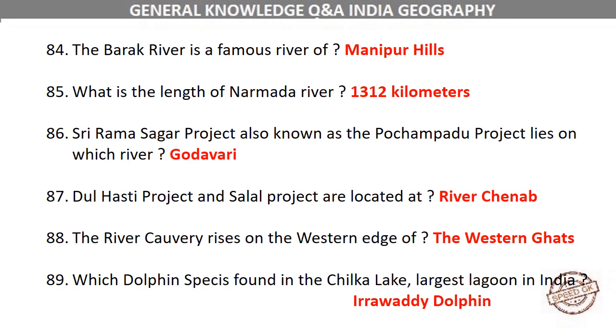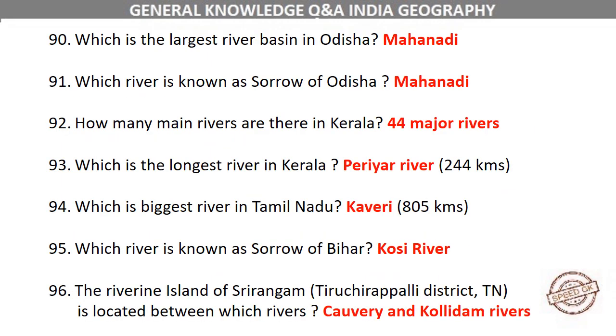Which dolphin species found in the Chilka Lake, largest lagoon in India? Irrawaddy dolphin. Which is the largest river basin in Odisha? Mahanadi. Which river is known as Sorrow of Odisha? Mahanadi. How many main rivers are there in Kerala? 44 major rivers. Which is the longest river in Kerala? Periyar River, 244 kilometers.